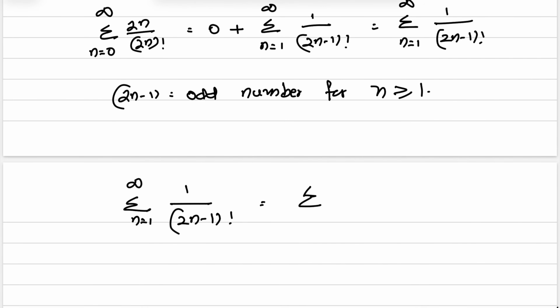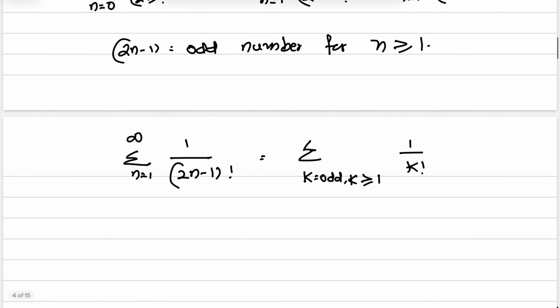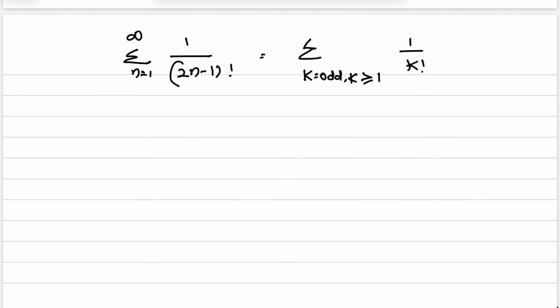Can we write like this? The sum value, we will call it as k. k is odd and k is greater than or equal to 1. 1 by (2n minus 1) we will call it as k, 1 by k factorial. Can we call it like this? Yes, we can, because 2n minus 1 I have converted into k.